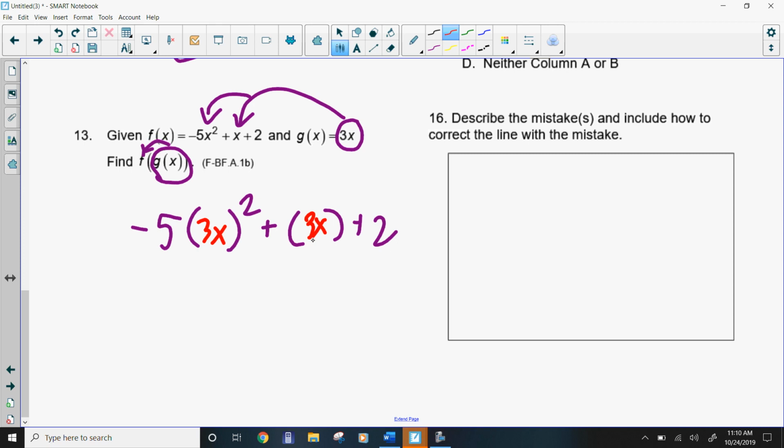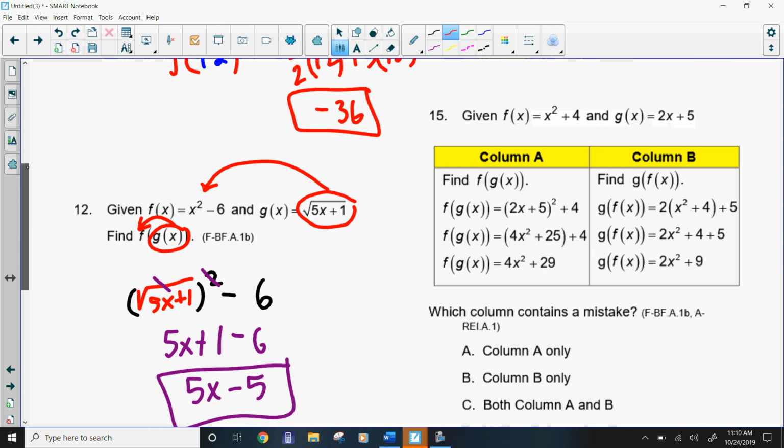So for this one, you're going to have to do PEMDAS. So you have to do the exponents first. So this is 9x squared times the negative 5, which gives you negative 45x squared. And then there's nothing here, so this is plus 3x, and then plus 2. That's our final answer.